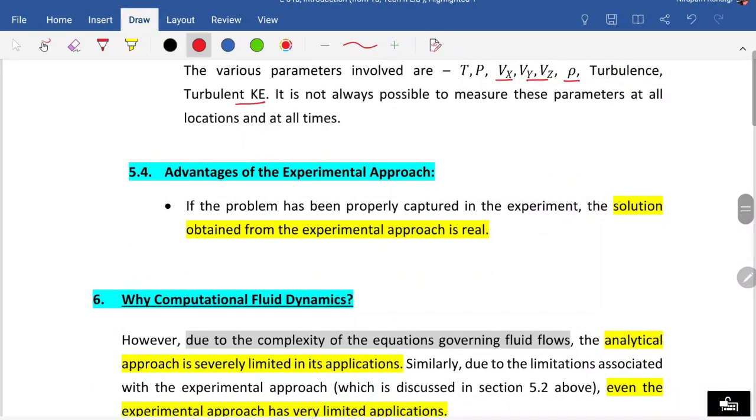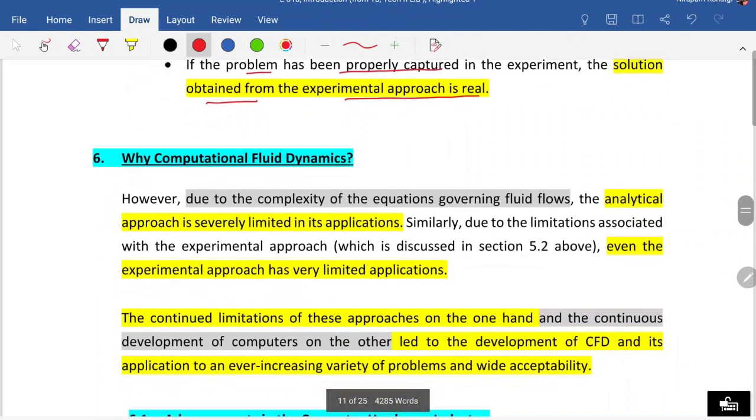But there are advantages also. The advantage of experimental approaches: if the problem has been captured properly, the solution obtained from the experimental approach is real. You don't have to bother about calculation errors, whether you have programmed properly, whether you have made any error. That is not the question. Whatever, if you have made the experiment correctly, your solution is going to come as the real solution.